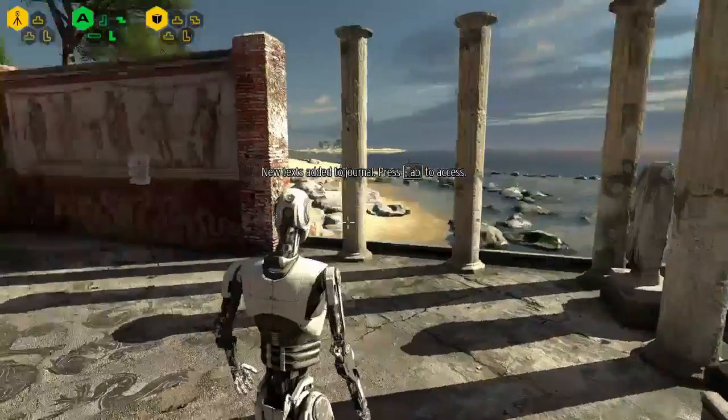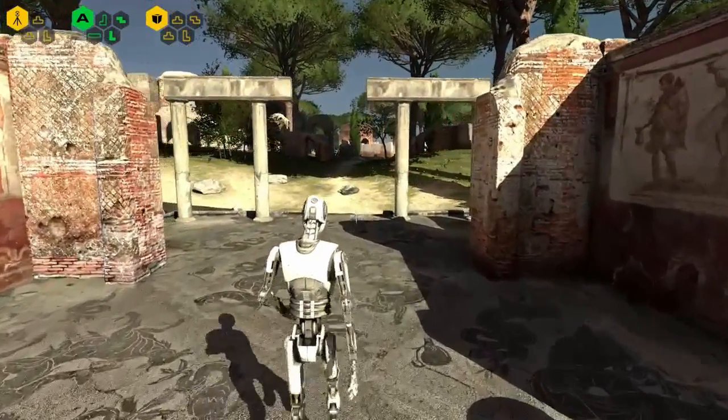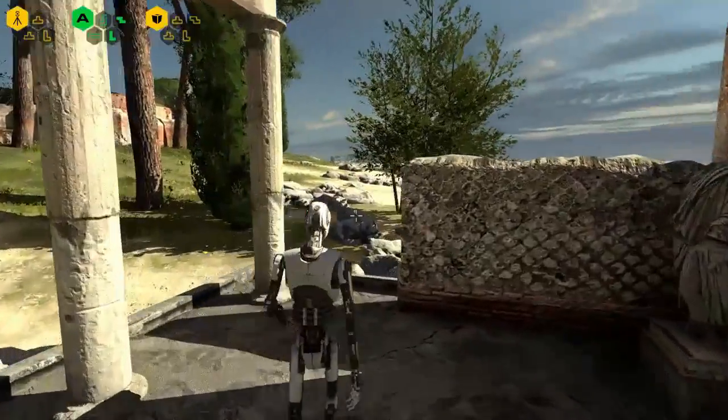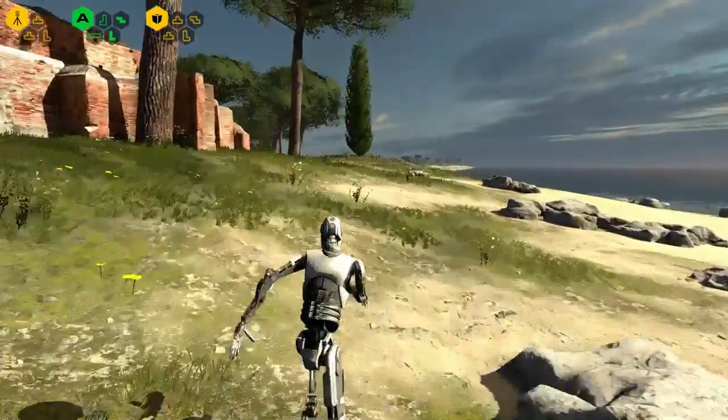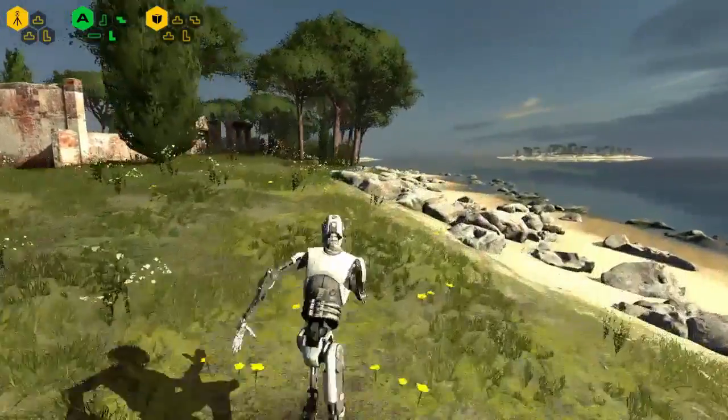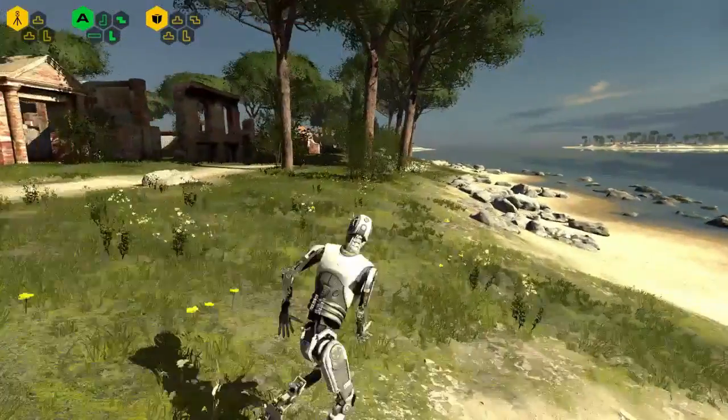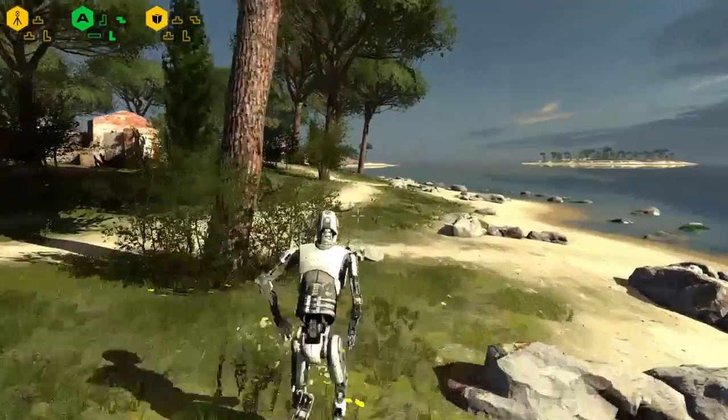Two texts added! Now what do we do? We're still looking for those two puzzles, hey? Should I just keep running around the island? Oh, I'm so fast! Robots move with such speed. Such alacrity. Can I jump? Woo!